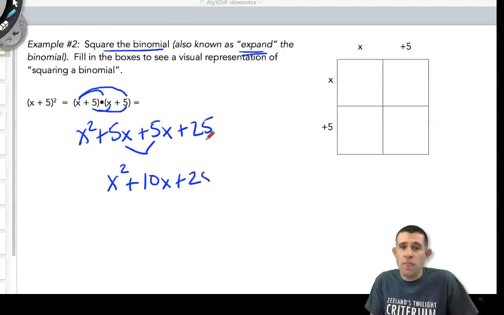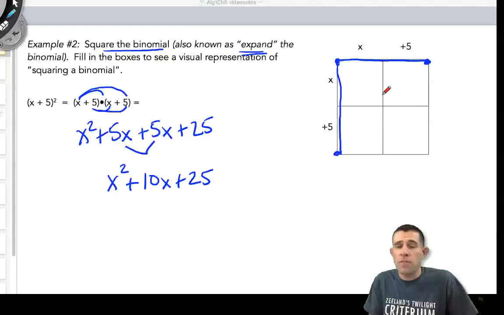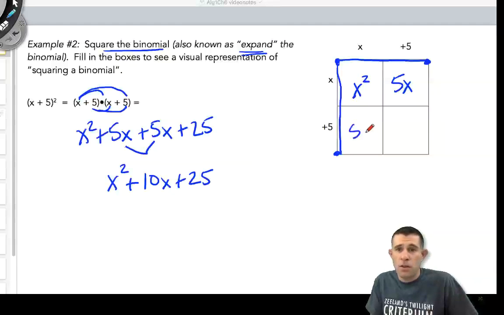Now, squaring something really means you're just multiplying it by itself. So I'm going to create a square in which one side is the expression x plus 5, and the other side is the expression x plus 5. Now, if I multiply these rows by these columns, I'm going to fill in these boxes. x times x is x squared. x times a positive 5 is positive 5x. Likewise, here in row 2, column 1, I'm going to have 5x, and then finally 25.